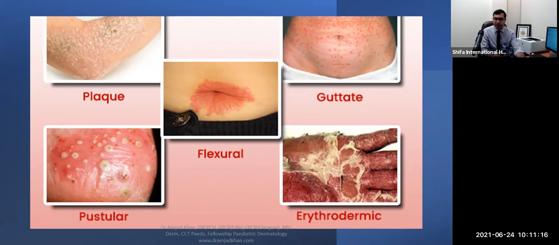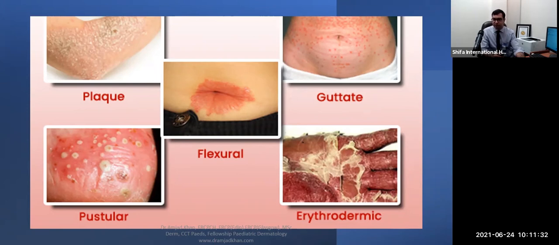I've got another photograph to share from one of my colleagues' presentations from EADV in 2018. Flexural psoriasis, umbilical area, always need to be looked at. In kids, natal cleft, upper end of the buttock region, that needs to be reviewed as well. They wouldn't volunteer to show you unless you ask. Guttate psoriasis, again, more common in young people.